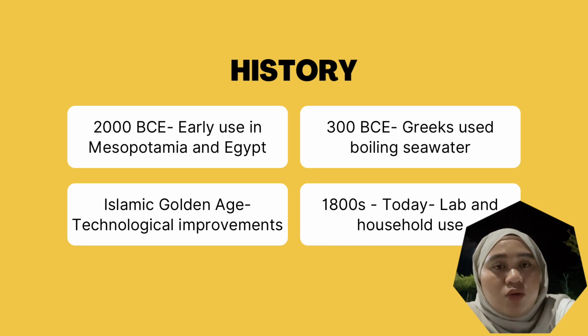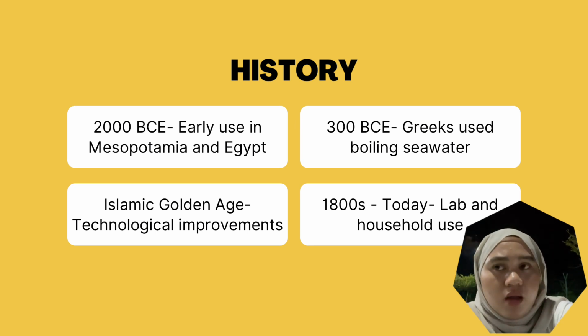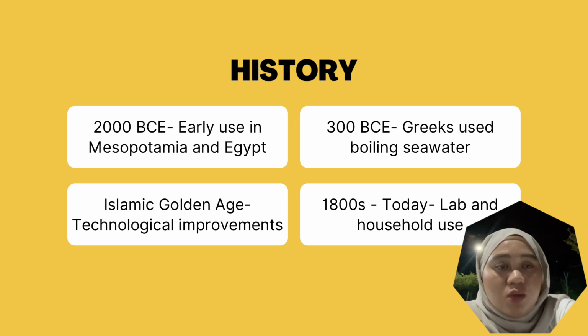By 300 BCE, the Greeks noticed that boiling seawater produced drinkable water. Later, during the Islamic Golden Age, which is the 8th to 14th century, scientists improved distillation methods, making the process more efficient. They used it for medicine and rose water, not just for clean water. In Europe, in the 12th to 17th century, alchemists and monks distilled liquid to make alcohol and medicines.